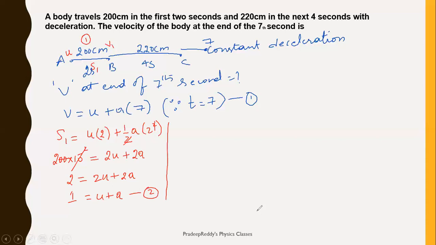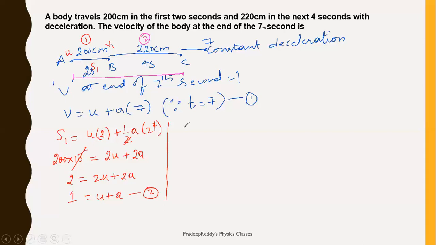Let me take this as equation number 2. Now coming to the next part, say this part. The total distance traveled in this part is 220 centimeter and the time taken is 4 seconds. But the common thing for these two parts is that the initial velocity is the same. Initial velocity in the first part AB and initial velocity for the total part A to C is the same. It is u. Therefore, I will now be taking this total length traveled, that is s1 plus s2.